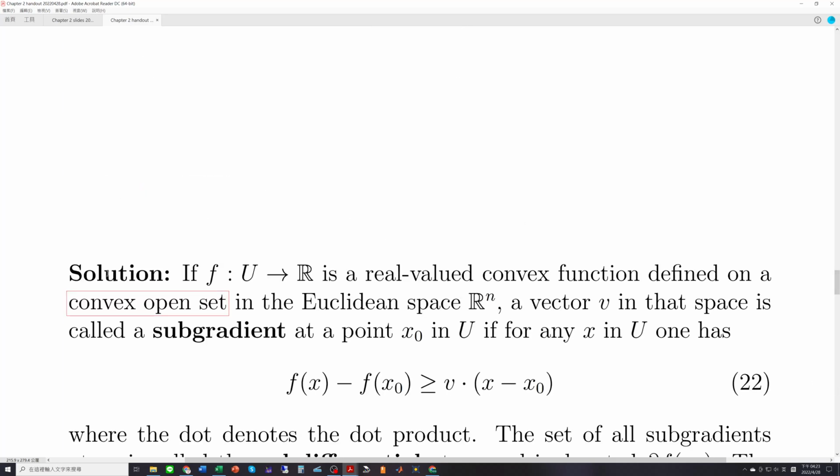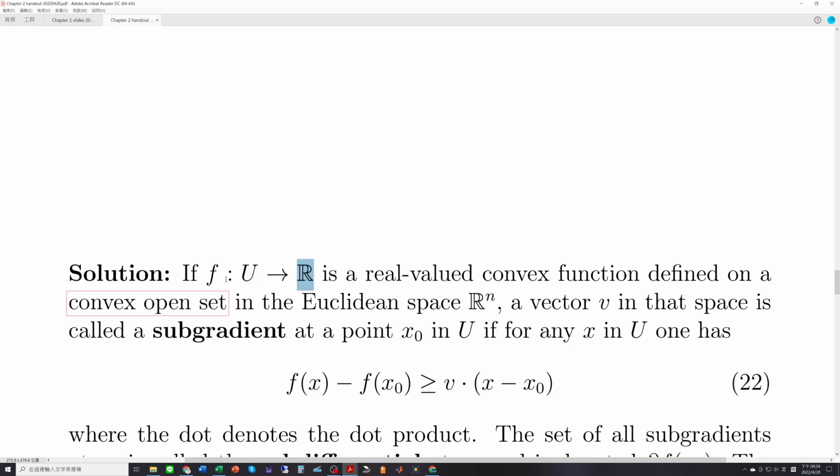Solution: if f: U → R. Okay, what does this mean? f, colon, U, right arrow, R. f means the function, the name of the function, and U is the domain of the function, and R is the range of the function, and R denotes the set which contains all real numbers.